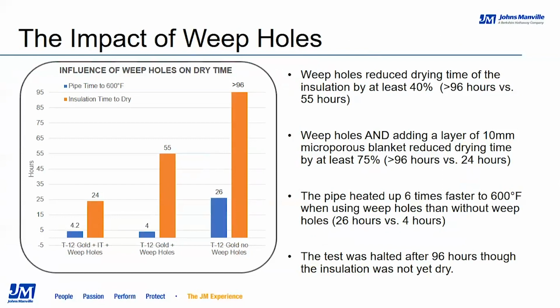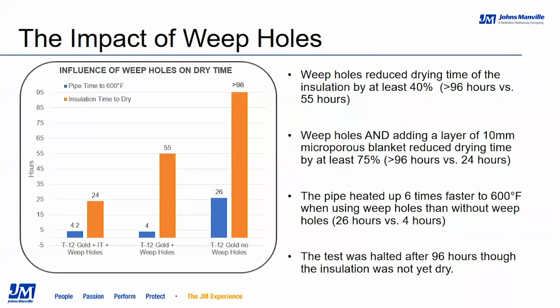For the test, we soaked Thermo-12 Gold, and that's Johns Manville's legacy calcium silicate that's not water resistant. We soaked it overnight. We weighed it, and then we applied it to the pipe, and then we jacketed the system as a whole. We heated the pipe to 600 degrees for 96 hours. And we measured, in that time, how long it took the insulation temperature to reach 600 degrees and how long it took the saturated insulation to dry.